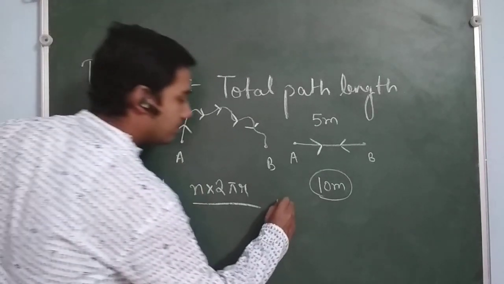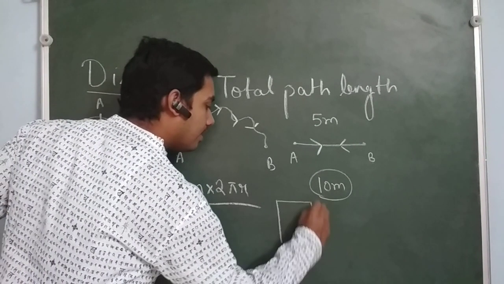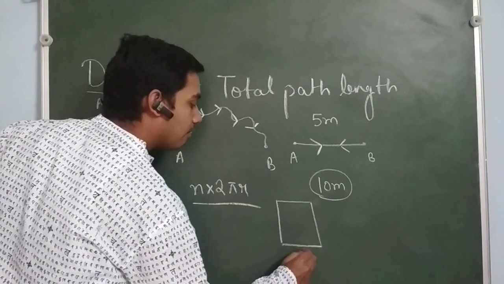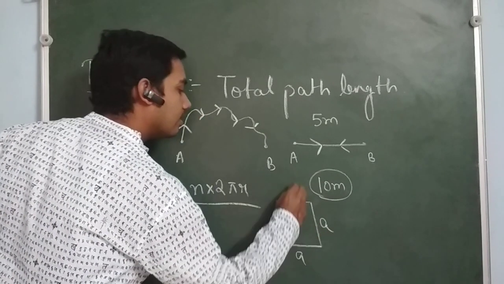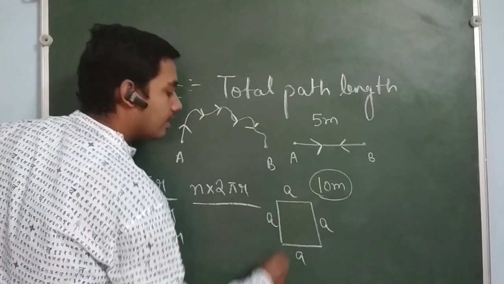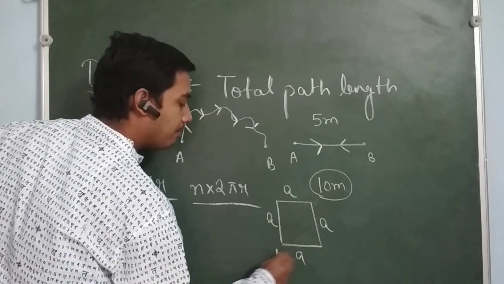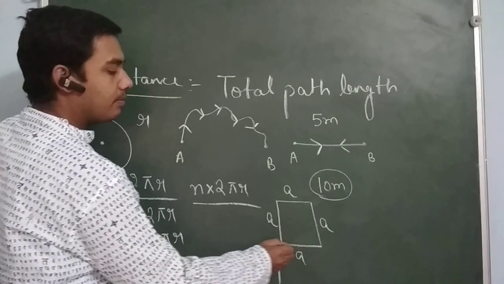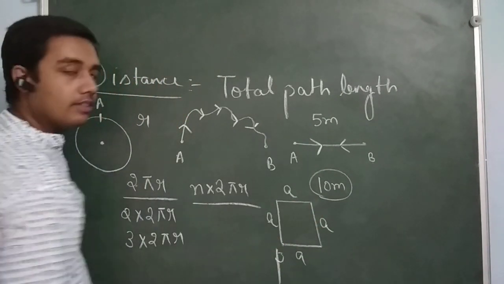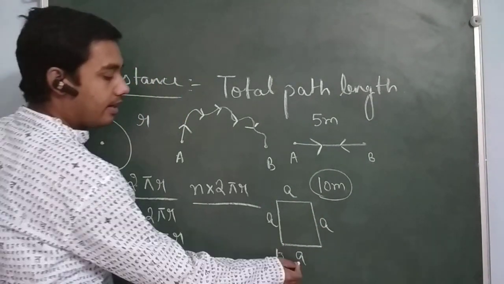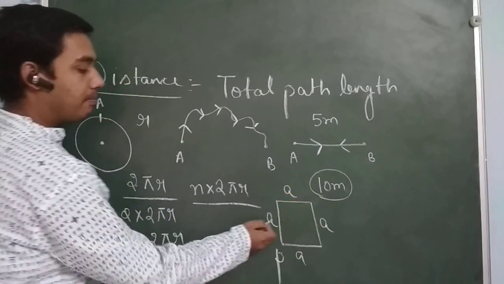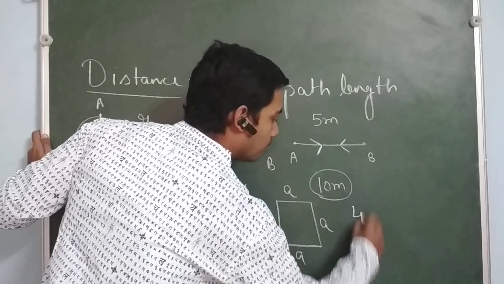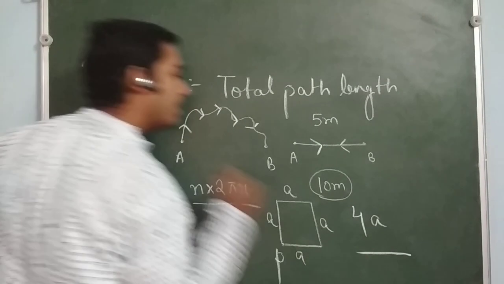Take one more example. Suppose I am moving on the boundary of a square. I am starting from this point P, and then I am coming back to point P. What is the total distance covered by me? A plus A plus A plus A. So total distance will be equal to 4A.